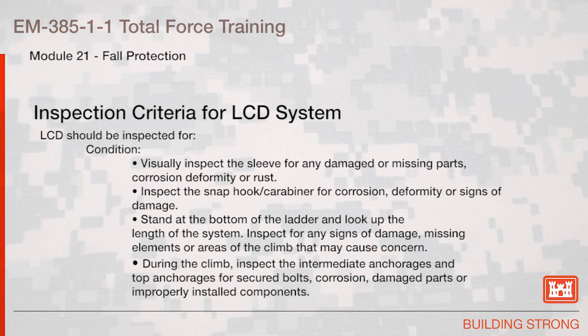Condition: visually inspect the sleeve for any damaged or missing parts, corrosion, deformity, or rust. Inspect the snap hook carabiner for corrosion, deformity, or signs of damage. Stand at the bottom of the ladder and look up the length of the system. Inspect for any signs of damage, missing elements, or areas of the climb that may cause concern. During the climb, inspect the intermediate anchorages and top anchorages for secured bolts, corrosion, damaged parts, or improperly installed components.